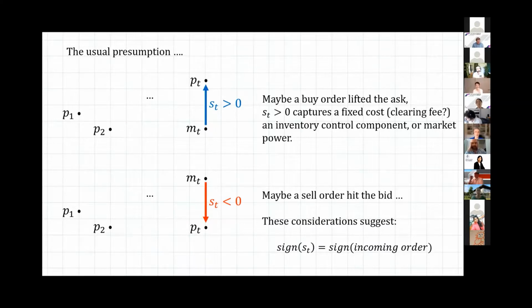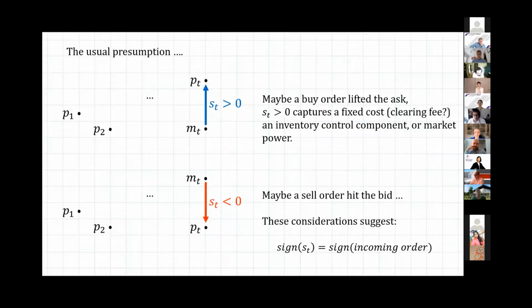Maybe a buy order lifted the ask, and this pricing error might be a fixed cost of the sort that is sometimes tacked on to Glosten-Milgrom or Easley-O'Hara models, or it might be inventory control. Now notice I'm not saying the information component of the trade, because that's assumed to be already impounded in the efficient price. Or conversely, if we were to encounter a situation where the efficient price was above the trade price, the standard way in which that would come about might be a sell order hitting the bid, fixed costs, inventory control, and so forth.